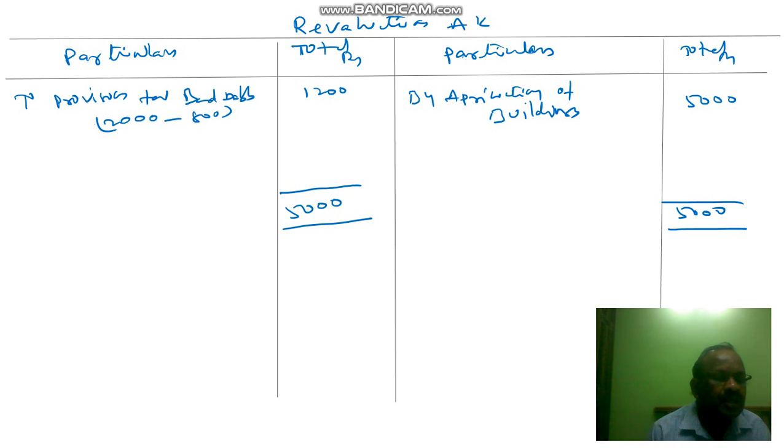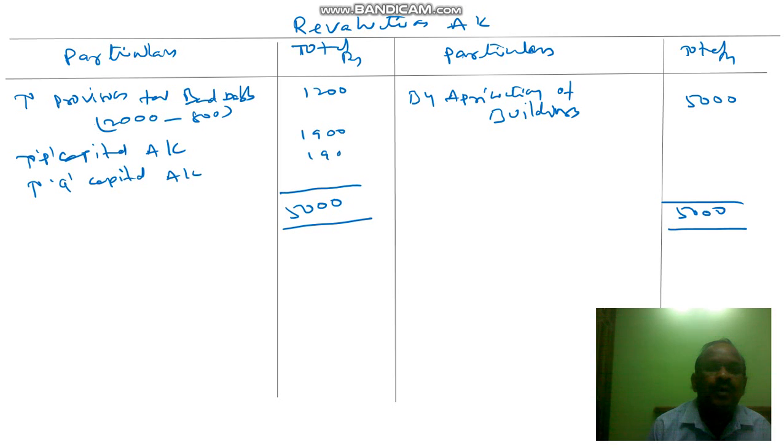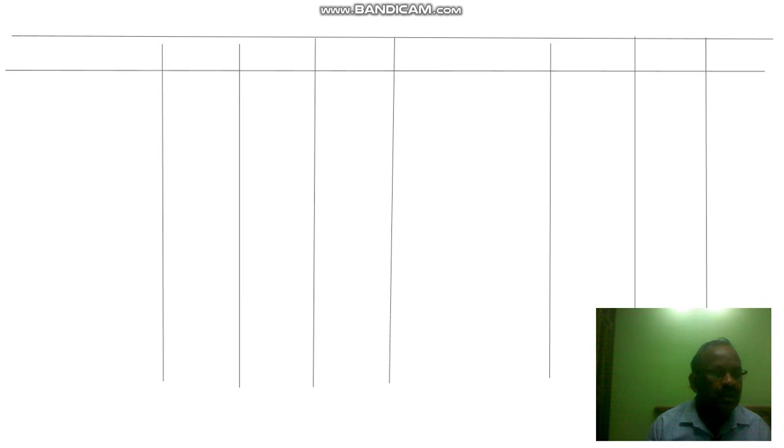Debit side is less, that amount will be distributed among the two partners, so that is P capital account and Q capital account. So the remaining amount is 1900. So here the profit is 3800. Next we are going to prepare the capital accounts of the partners.